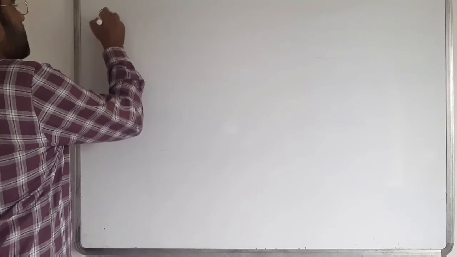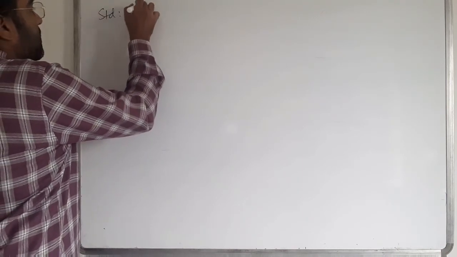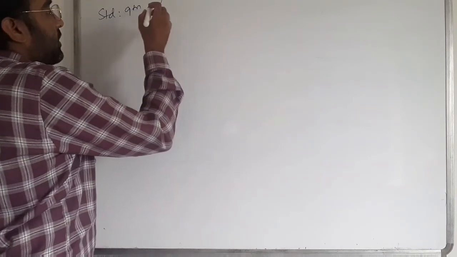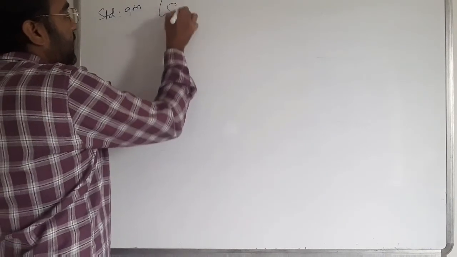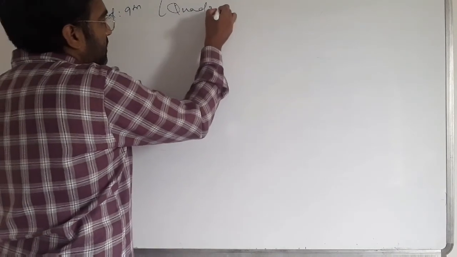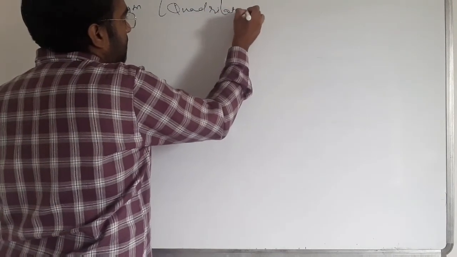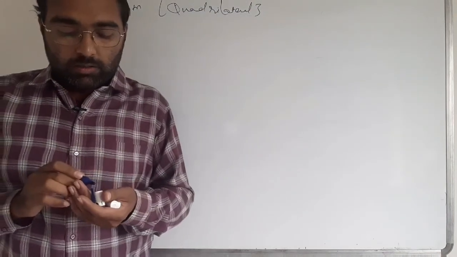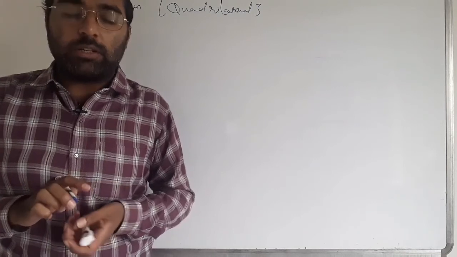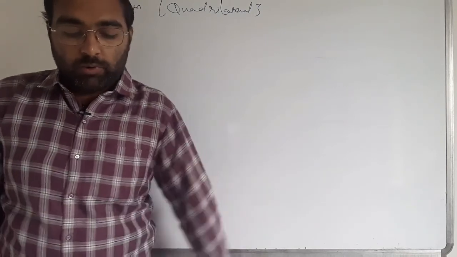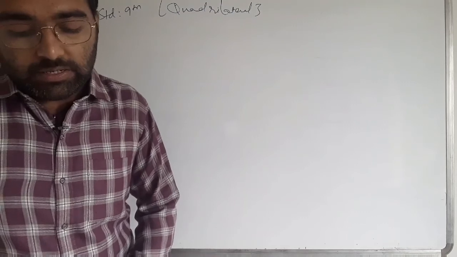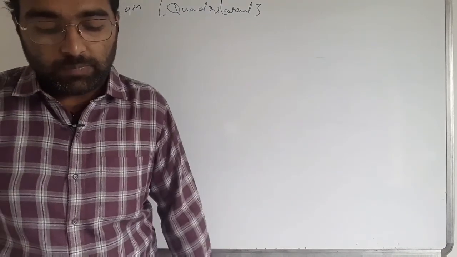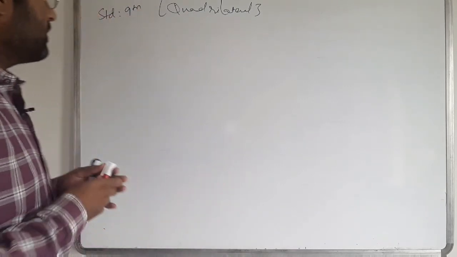Standard 9, and the name of the chapter, which we are continuing from before, is quadrilateral. Let's start to check question number 7. It says that ABCD is a rhombus. That means ABCD is a rhombus, as given. So first of all, you have to draw the rhombus.